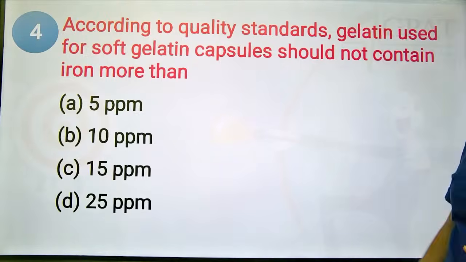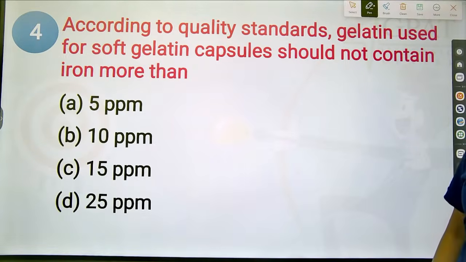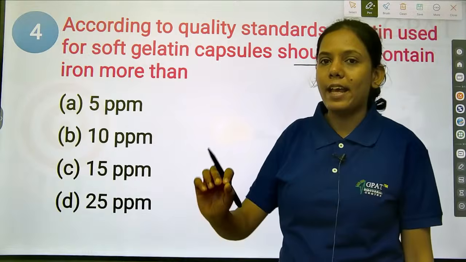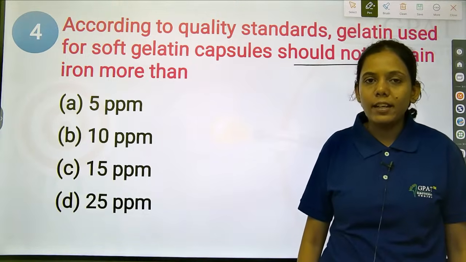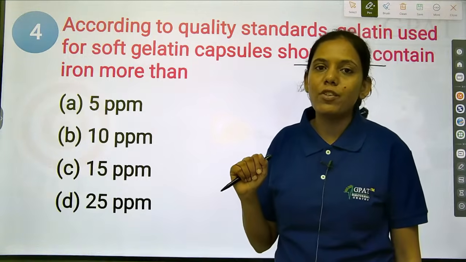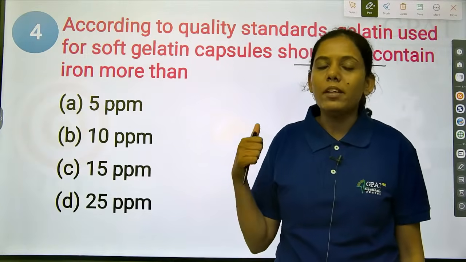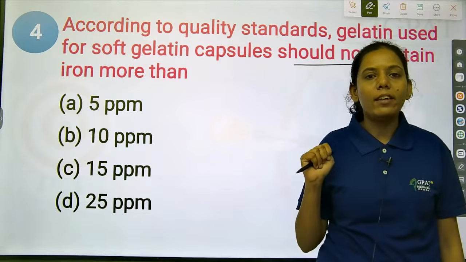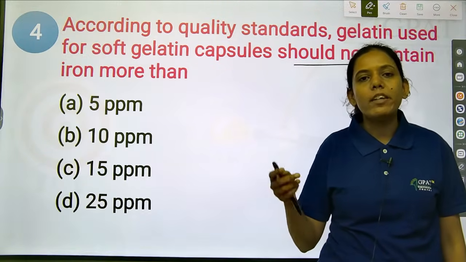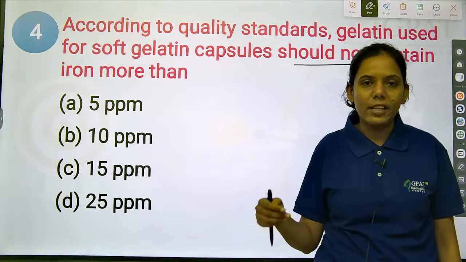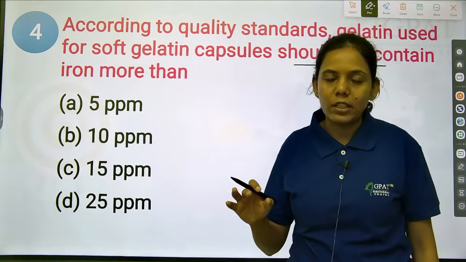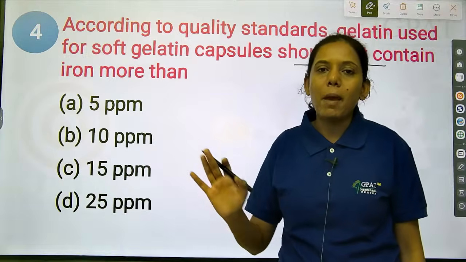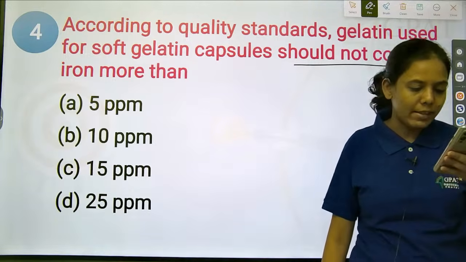The next question is, according to quality standard, gelatin used for soft gelatin capsule should not contain iron more than dash. We have seen that there are three important specifications of the gelatin. The first is the bloom strength, the second is the viscosity, and the third is the iron content. Iron is always present as an impurity in the gelatin because of the source of water. So according to the guidelines, what should be the maximum amount that should be present?